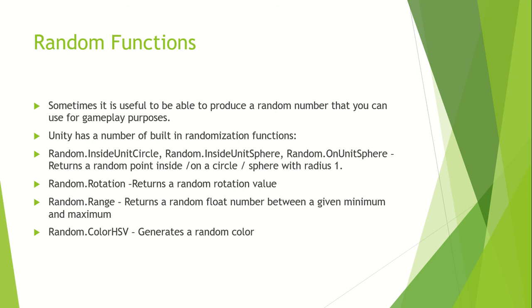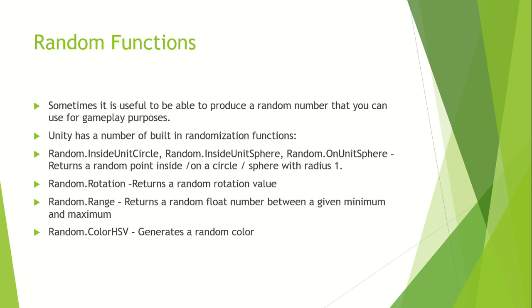But there's other ones. Random inside unit circle, inside unit sphere, on unit sphere give you a random point in space. For Ruby's, inside unit circle would probably be the most useful one because it's for 2D stuff that's going to produce a circle. The sphere probably wouldn't be as useful.